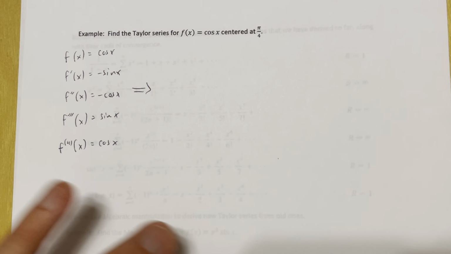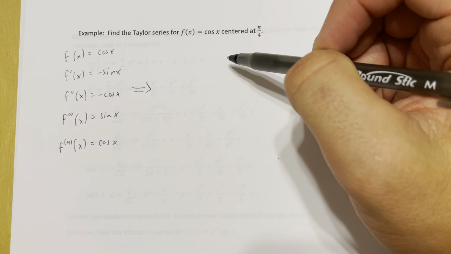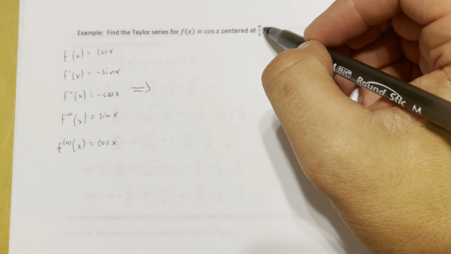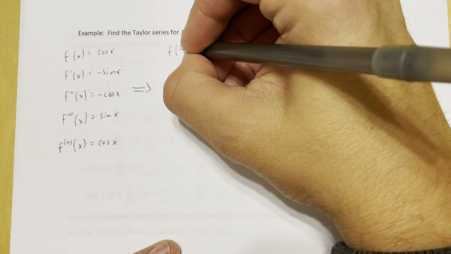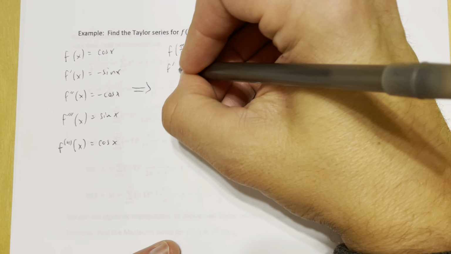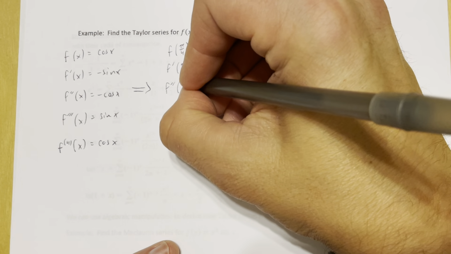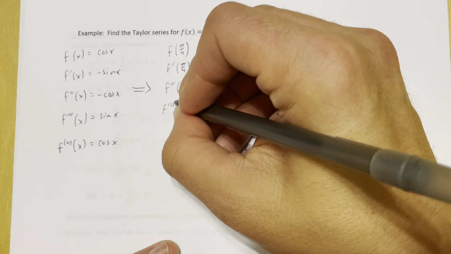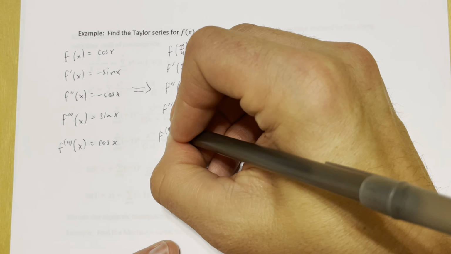Okay, here's where this example will look different from the previous one. In the previous example, because I was looking at a Maclaurin series, I was plugging zeros in for x's here. Now I'm plugging pi over 4's in. So what I want is f of pi over 4, f prime of pi over 4, f double prime of pi over 4, and so on and so forth. And as before, we're going to go all the way down to our fourth derivative for this guy.